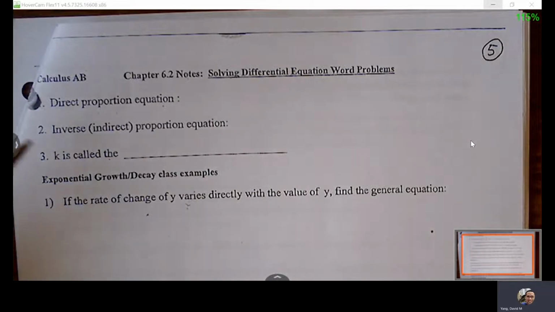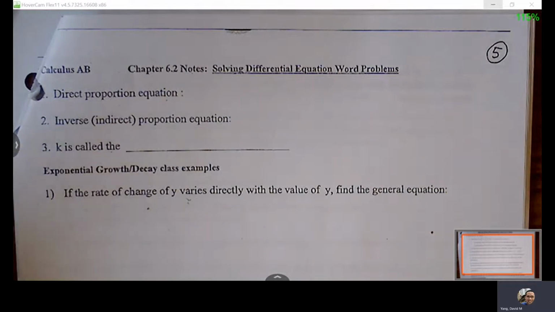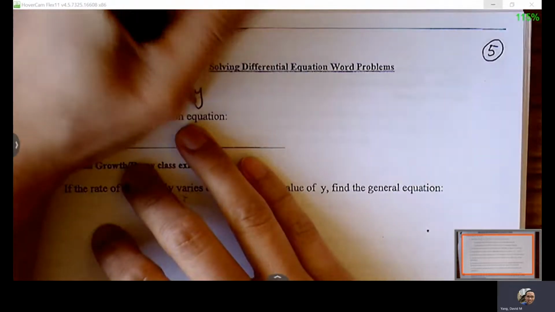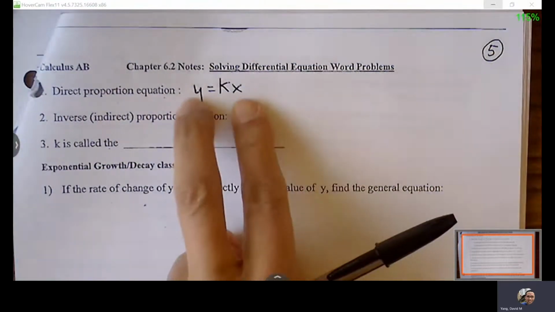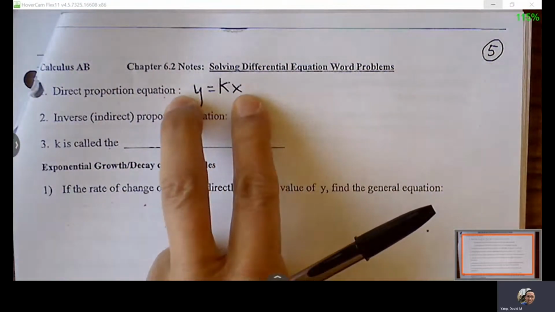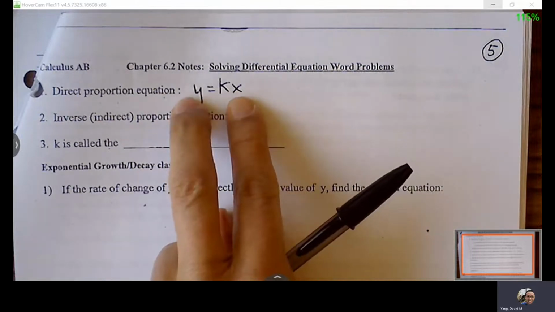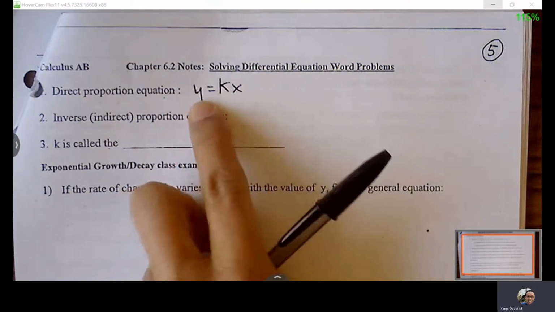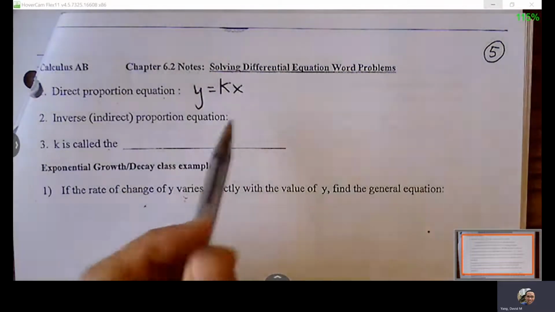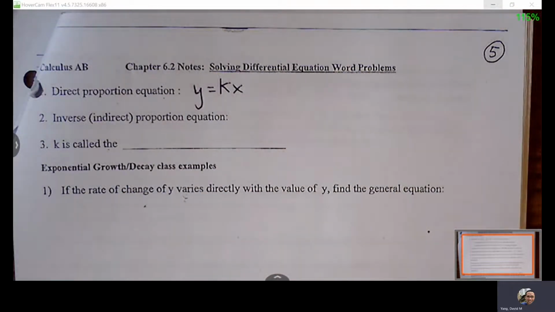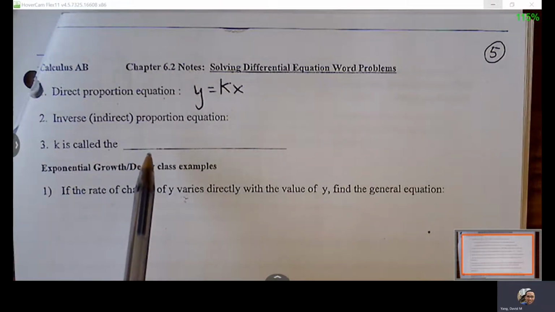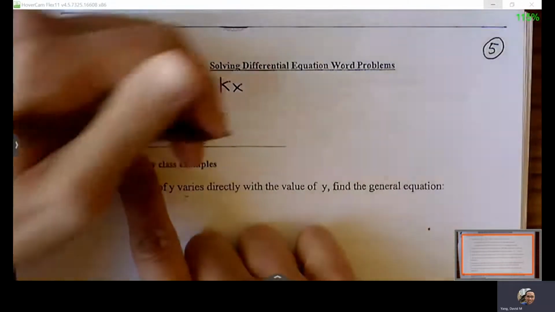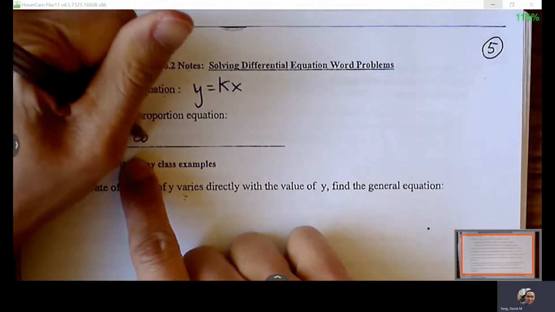Okay, let's start off with a definition here. A direct proportion equation is one that looks like this, where we have y is equal to kx. It's in this form. Whatever variables are presented on either side of the k value are all sitting in the numerator. So direct proportion just means that when y is increasing, x is also increasing by some constant, and if y is decreasing, then so is x. So k is called the constant of proportionality.